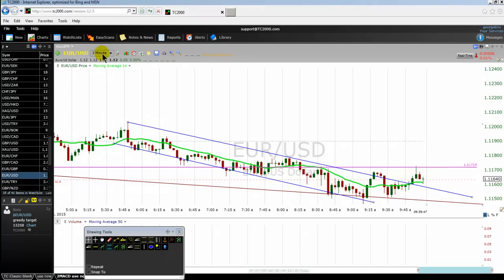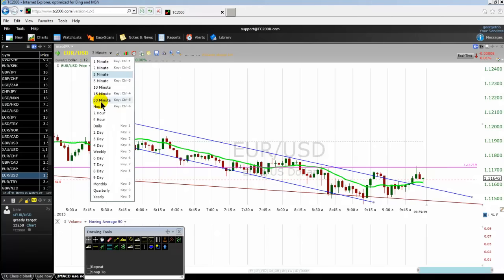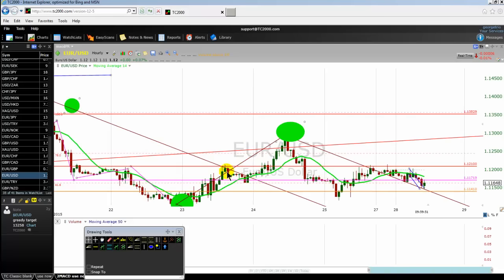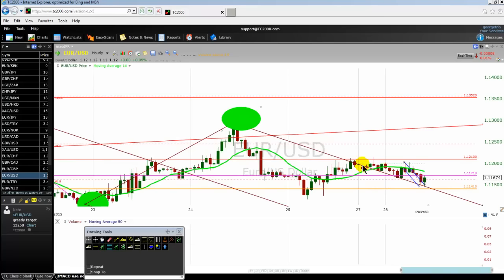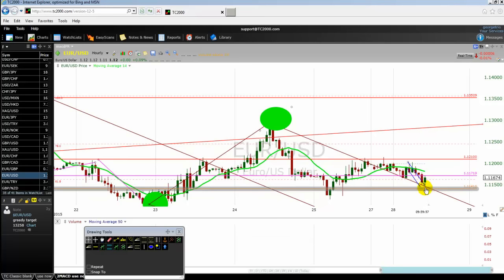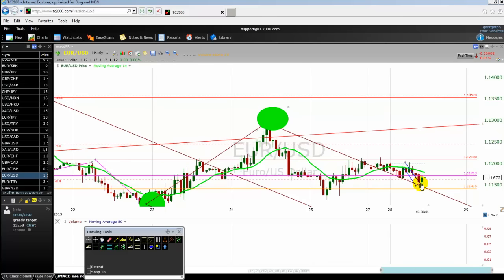If I go back again to the hourly charts, you can see that the price went down and is hanging on the edge of my pitchfork tool. So I want to trade on the edge of my pitchfork tool here.